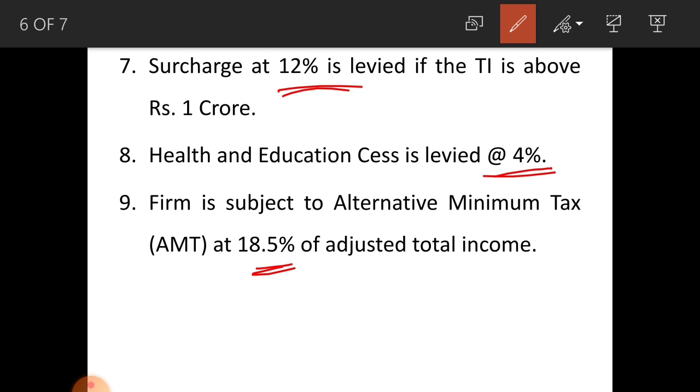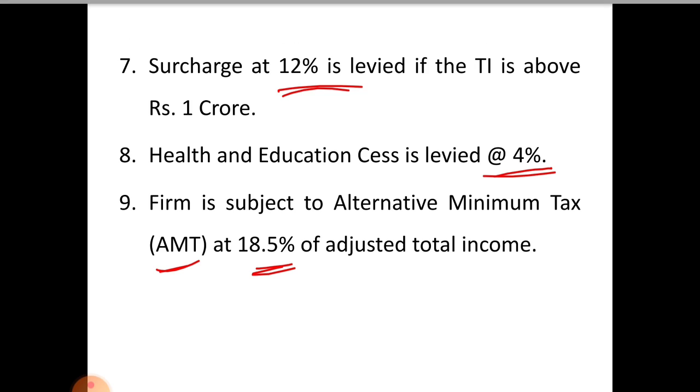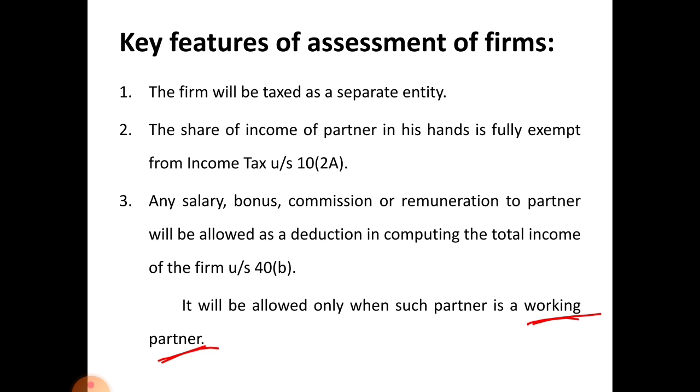For firms, remember this point, you have to calculate alternate minimum tax. For companies, you calculate MAT, but in this case, that is firms, you have to calculate AMT at the rate of 18.5% on adjusted total income. Adjusted total income, what it includes and how to calculate this AMT, let us study in the next session. So, this is about the key features of assessment of firms. There are 9 features. Go through these features once again. Thank you. Let us meet in the next session.